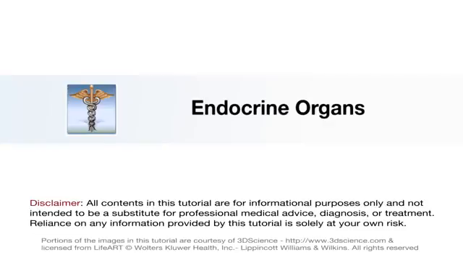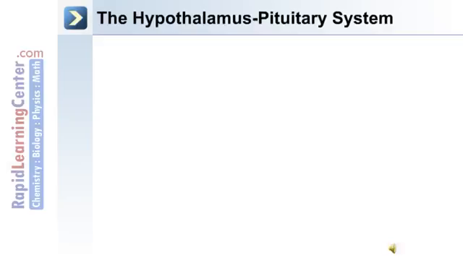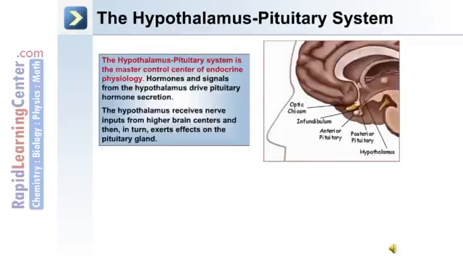Now we'll move on to discuss the different endocrine organs, including the hormones they produce and the targets. The hypothalamus pituitary system. This is the master control center of endocrine physiology. Hormones and signals from the hypothalamus drive pituitary hormone secretion. And the hypothalamus receives nerve inputs from higher brain centers and then in turn exerts its effects on the pituitary gland.